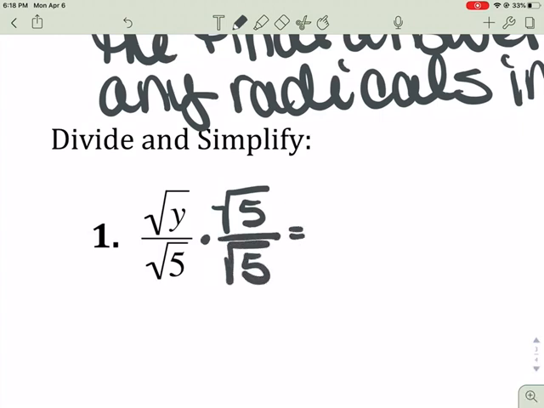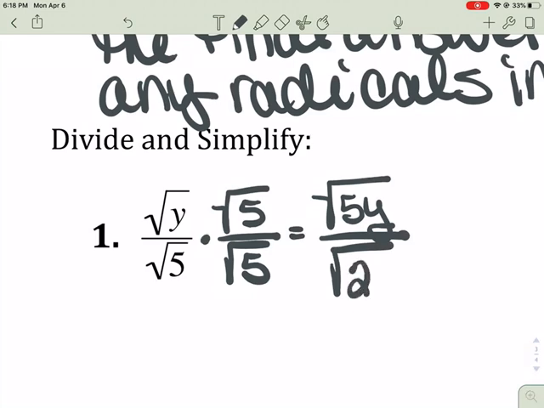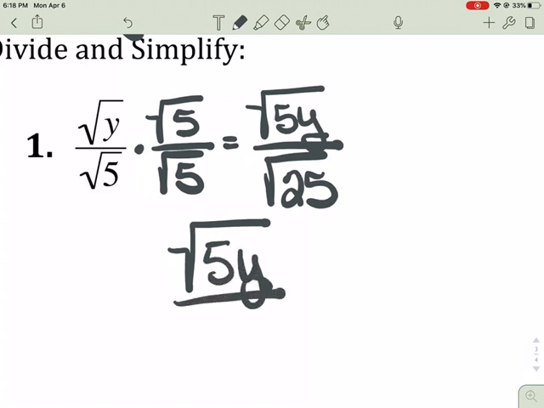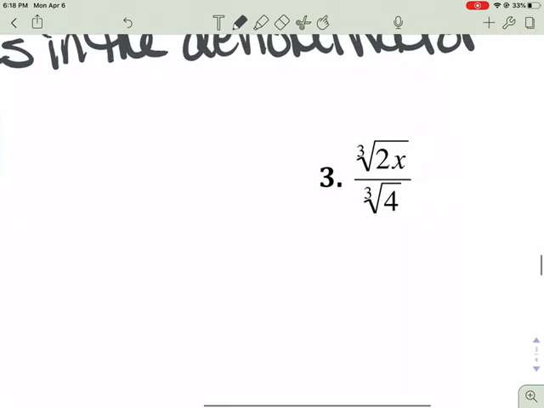Now, we're going to multiply straight across, and they're both square roots, so we can do that. So we get the square root of 5y over the square root of 25. Simplify again, square root of 5y over 5, and that's where we're going to leave it. Do not reduce the 5 into 5 because one's underneath the square root sign and one is not. So you're not allowed. They're totally different numbers. One's irrational, one's rational, and they don't play well in the sandbox.